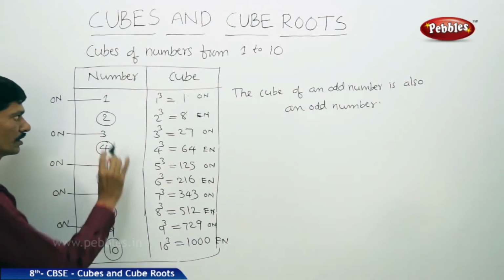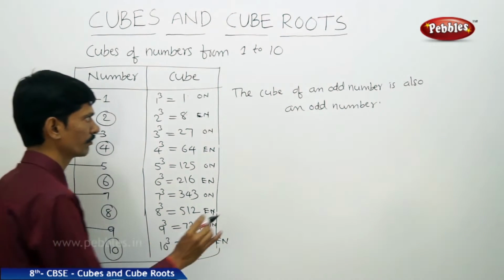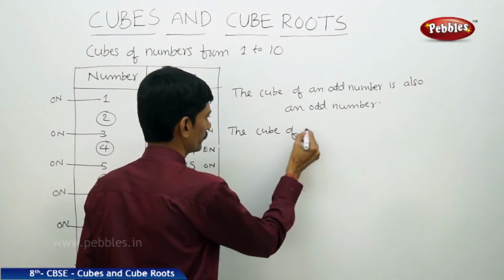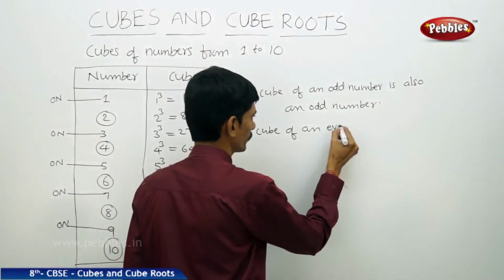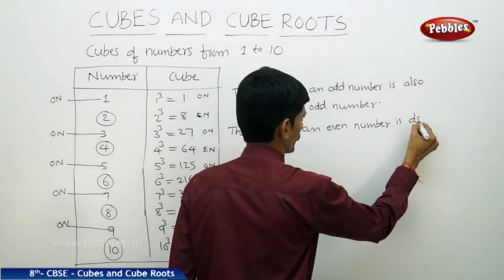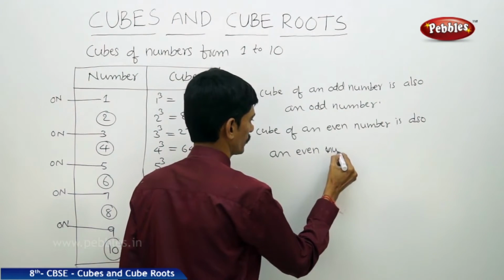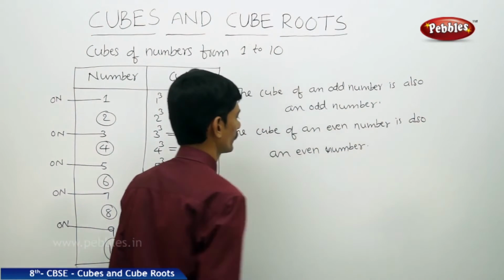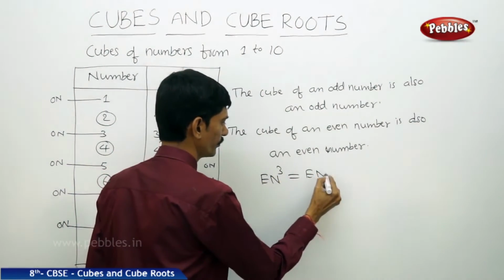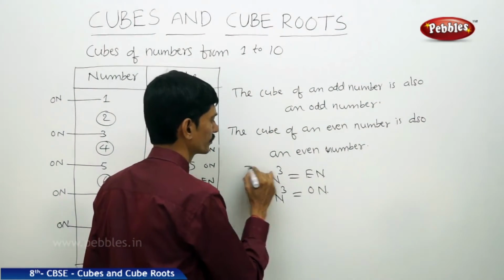So we can write that the cube of any even natural number is also an even natural number. So we can write the conclusion, the cube of an even number is also an even number. So even number cube equals even number and odd number cube equals odd number.